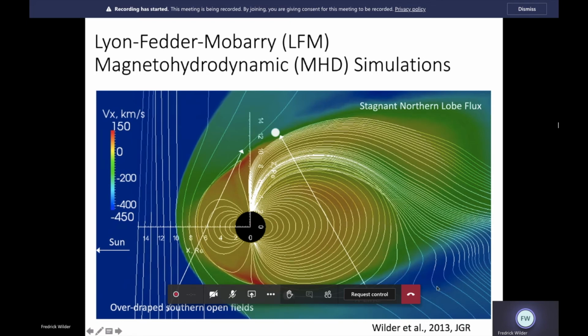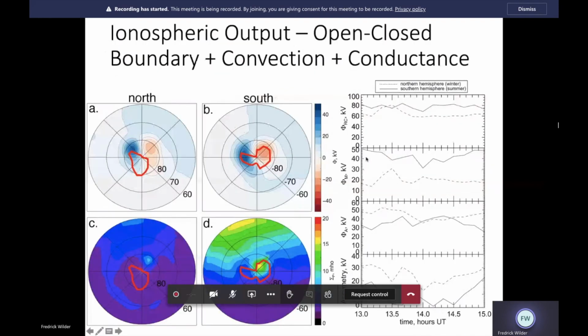So that's where our reconnection X line is. And we can see that there's an overdraped field line associated with reconnection happening first in the summer, just like in the cartoons. But what was really surprising is all this stagnant open flux in the winter. So all this flux opens in the winter, and a lot of it doesn't seem to reconnect. And when we look, our simulations actually look a lot like the observed data.